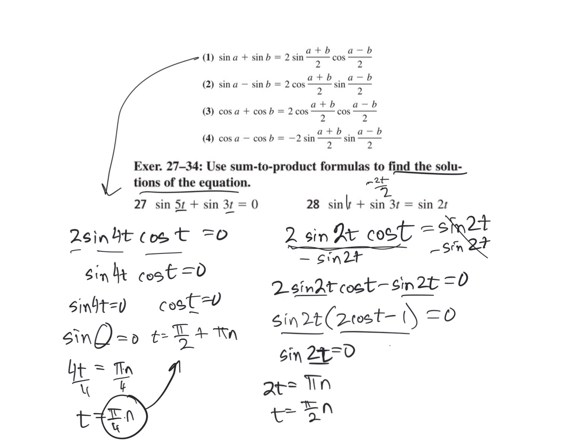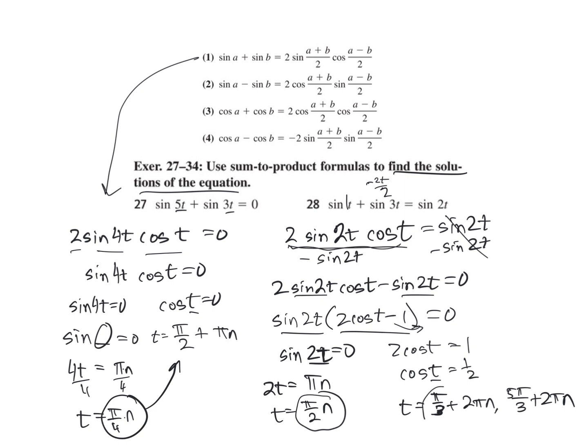Then we check out 2 cosine of t equals 1. We add the 1 over there and divide off the 2. So cosine of t equals 1/2. Where does the cosine of any angle equal 1/2? The cosine is 1/2 at pi over 3 plus 2 pi n, and also 5 pi over 3 plus 2 pi n. And those are your final answers there.